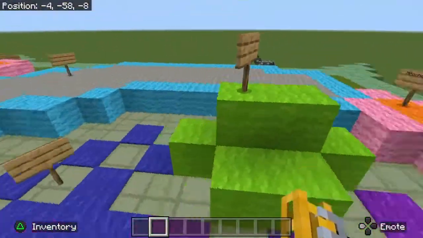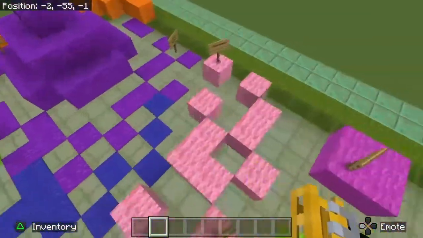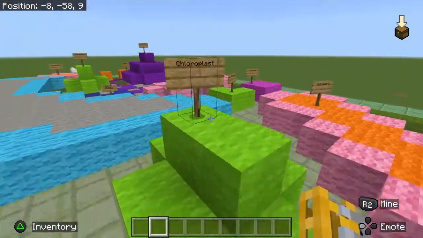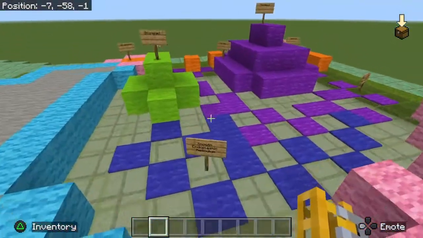Alright, now we will go to the chloroplasts. This organelle is responsible for collecting sunlight, which is then used to make food and energy for the plant by means of photosynthesis.